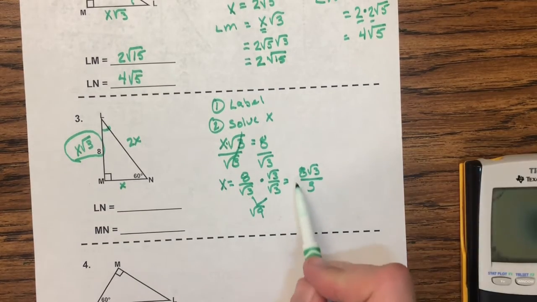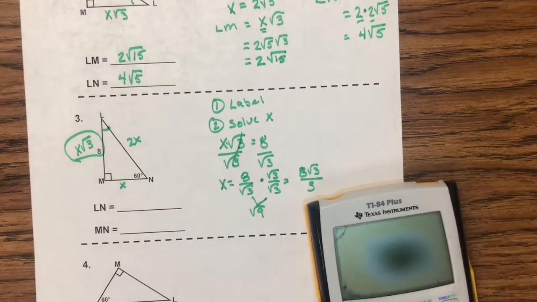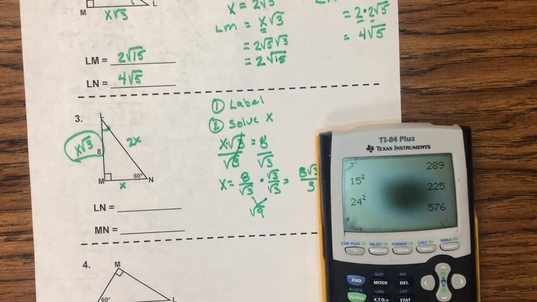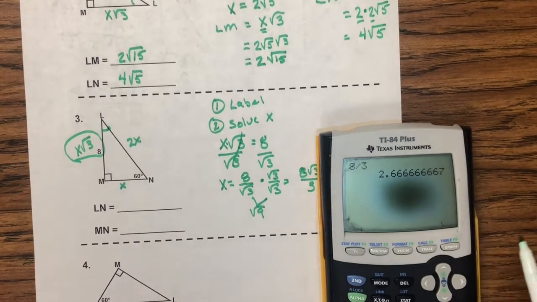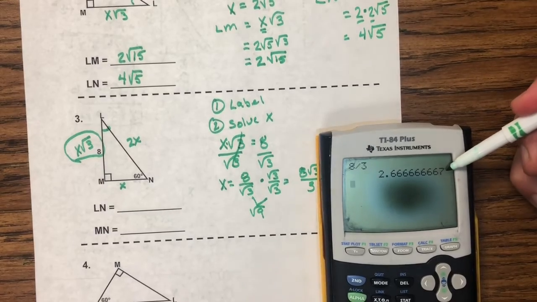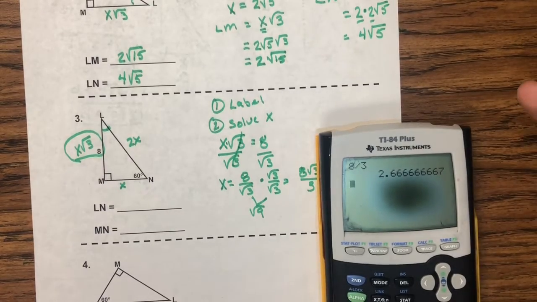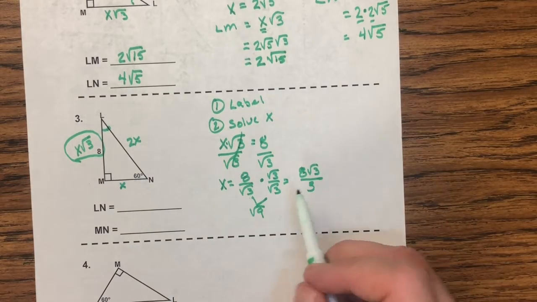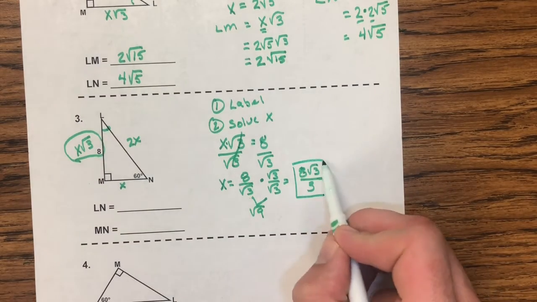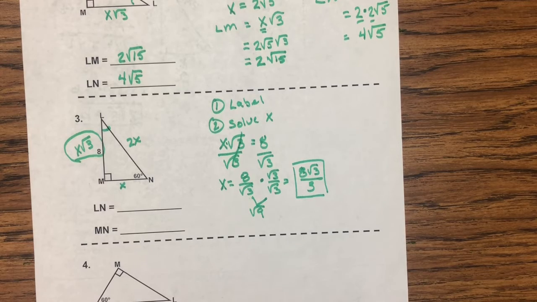If we were going to simplify this, we would take 8 and divide it by 3. We get this long repeating decimal here. We don't want those. The reason why we don't is because it ends up rounding at some point, and we either gain value or lose value. We want to keep our answer exact. So our value for x is going to stay in this form right there. X is equal to 8 square root of 3 over 3.